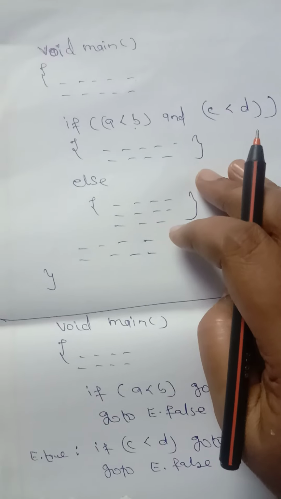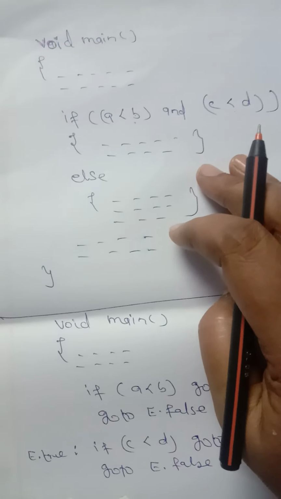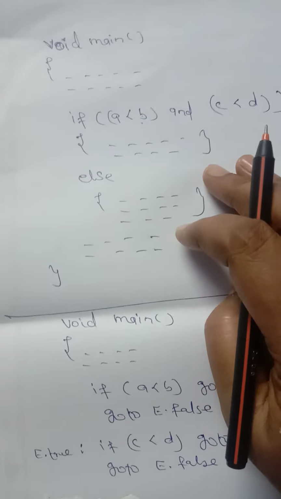In this video, we will see how we have to write syntax directed translation scheme for Boolean operation. Here, this is a sample of C program. Void main, set of statements. If A less than B and C less than D, then we have to execute another set of statements. Else we have to execute a set of statements. After that we have normal statements of the program.